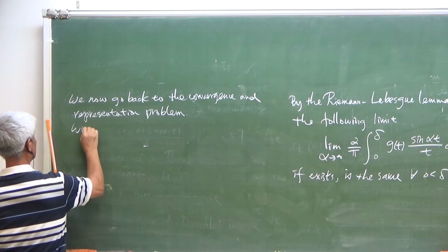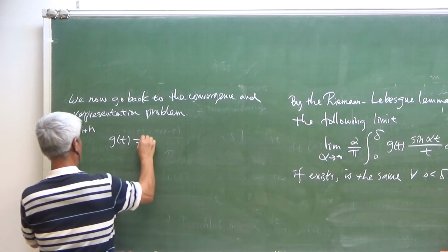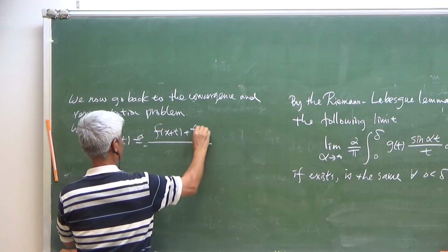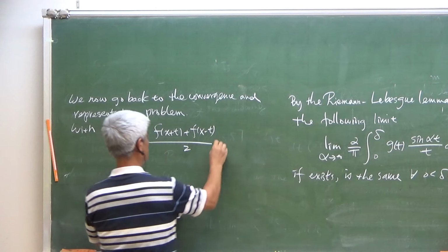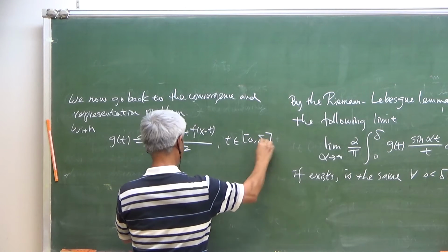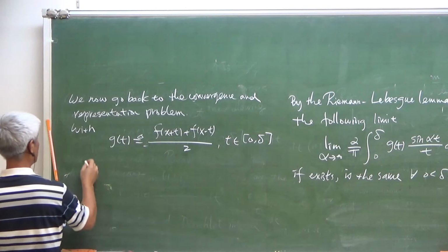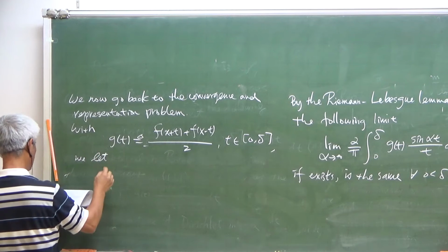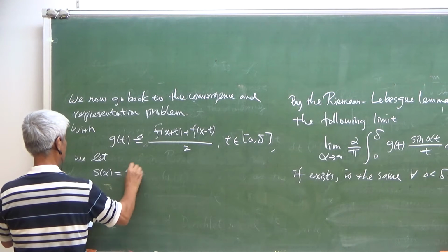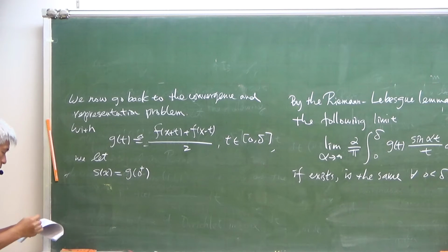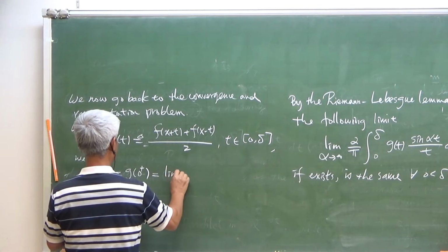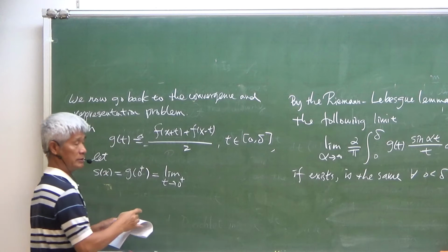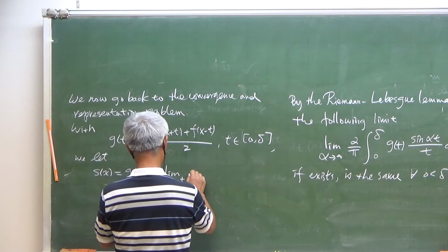Okay, so we have defined g(p) to be [f(x+p) + f(x-p)]/2, with p in a small interval. Relate s(x) equal to g(0+). Here 0+ actually means the limit as p goes to 0 from the right-hand side.